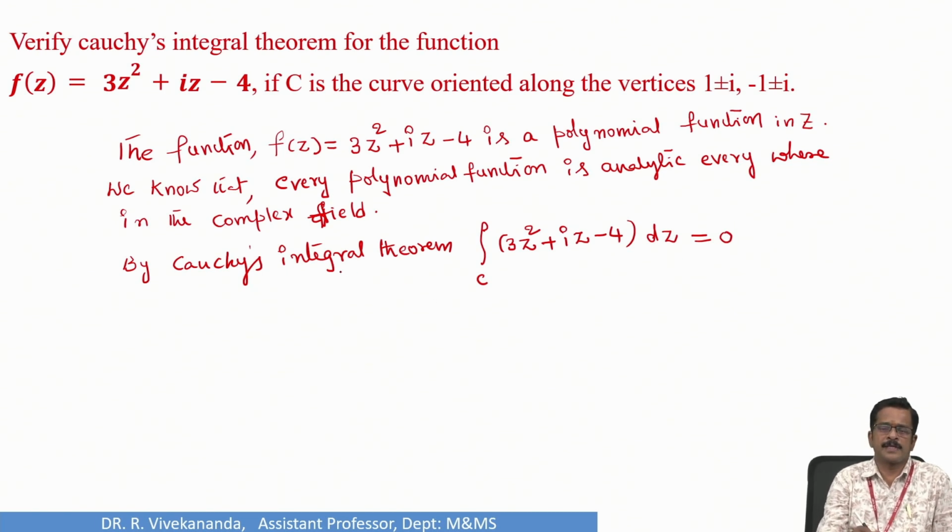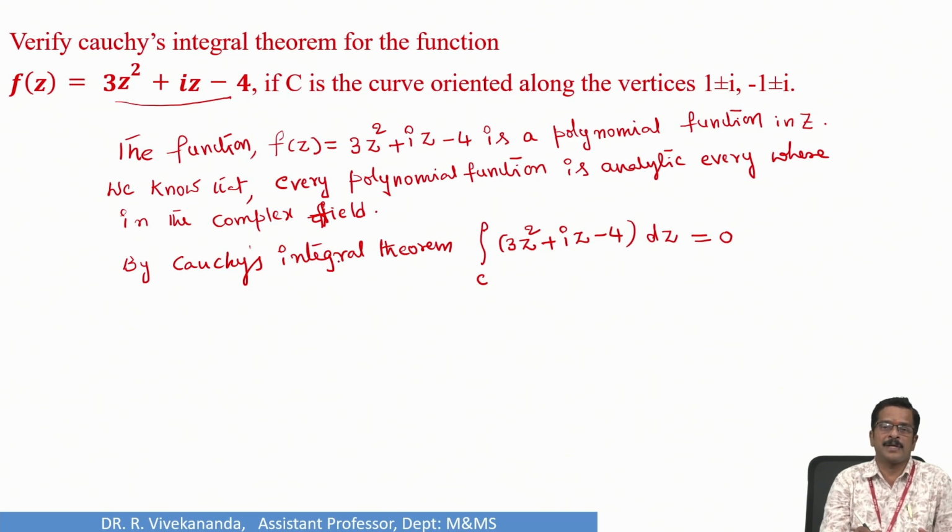What does Cauchy's integral theorem say? If the function is analytic everywhere over the region in the closed curve C, then its integration is going to be 0. That is what Cauchy's integral theorem says. So here the given function 3z square plus iz minus 4 is a polynomial function. For a polynomial function, there will not be any singular points. If there are no singular points, definitely it is analytic everywhere. If it is analytic everywhere, its integration is going to be 0 according to Cauchy's integral theorem.